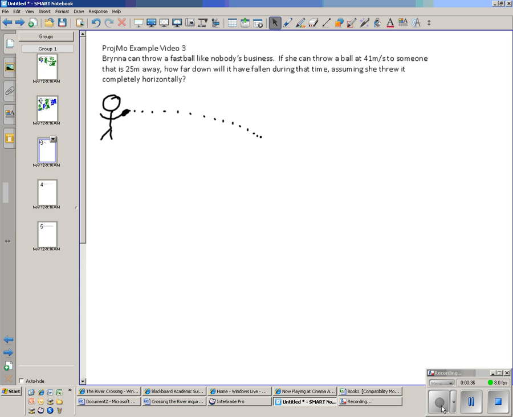So mapping it out, this is the displacement on the x, and then we have the displacement on the y, and it is, of course, going downwards because of the acceleration due to gravity. And we have the initial velocity at which she was throwing. That's on the x-axis. Now we can go ahead and make our list of variables as before.